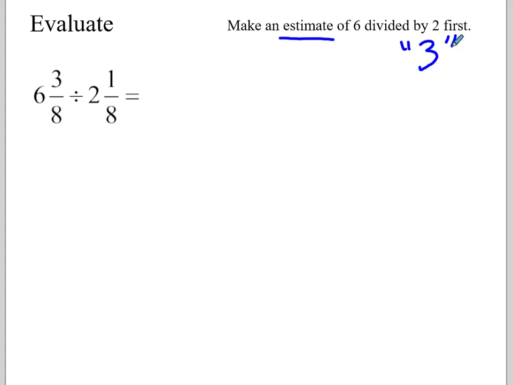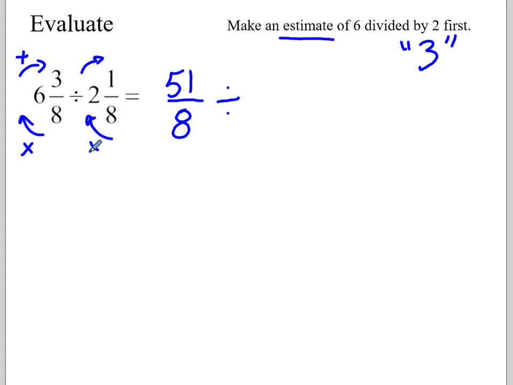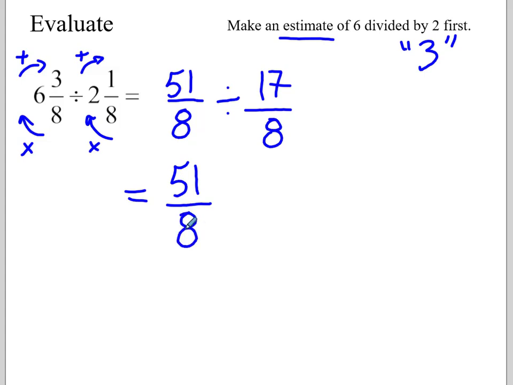So if we want to convert these to improper, we multiply these two together and then add that piece. So the first term would be 8 times 6 is 48, plus 3 more is 51/8. I'm still going to leave it as division. And we're going to convert this term to improper, so we multiply and then add. 8 times 2 is 16, plus 1 more is 17. And now I'm in a place where I can use my shortcut. So I'm going to leave the first term, change it to multiplication, and multiply by the reciprocal.